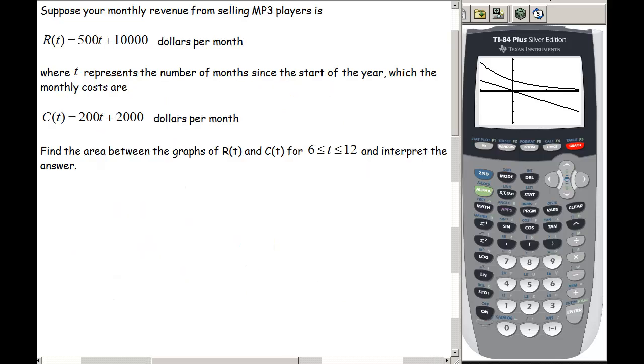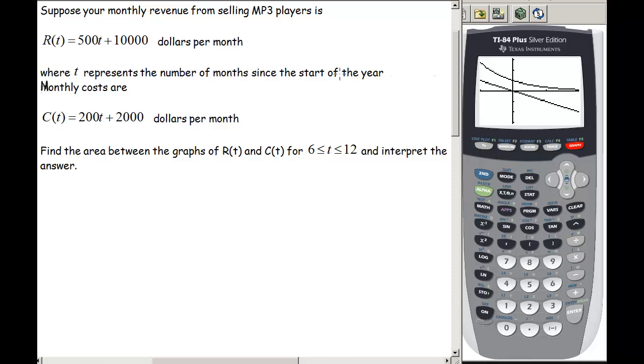This last problem is an application, and this time they tell us, suppose that our monthly revenue for selling MP3 players is given by R of t equals 500t plus $10,000 per month, where t represents the number of months since the start of the year. We're also told that the monthly costs are C of t, which equals 200t plus $2,000 per month, and we're supposed to find the area between the graphs R of t and C of t for t between 6 and 12 and interpret this answer.